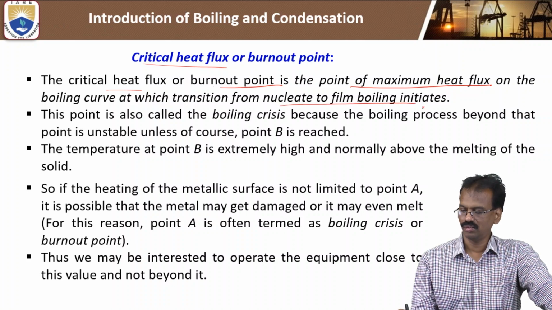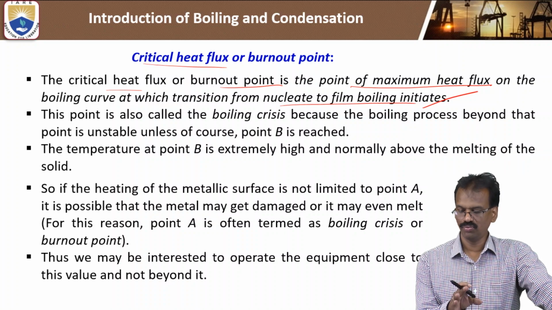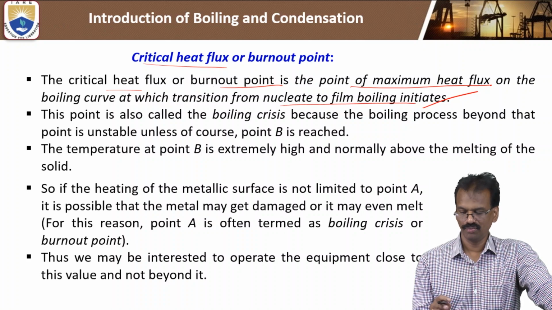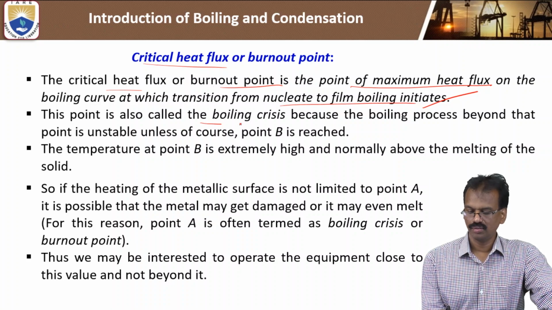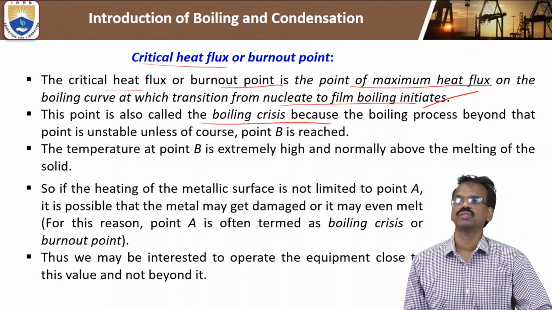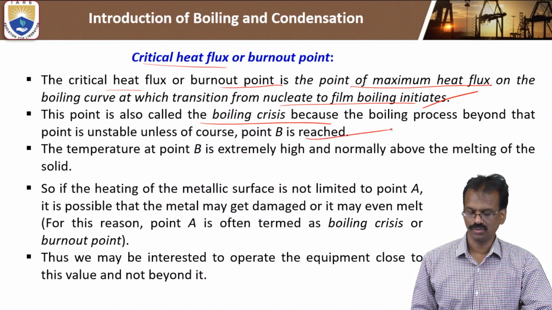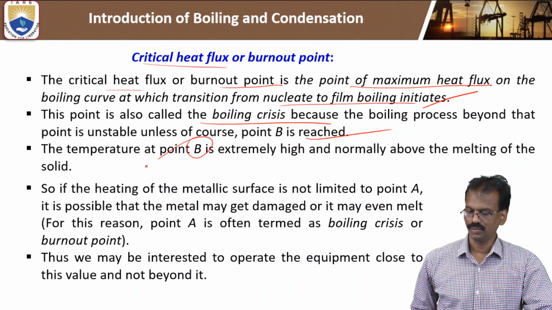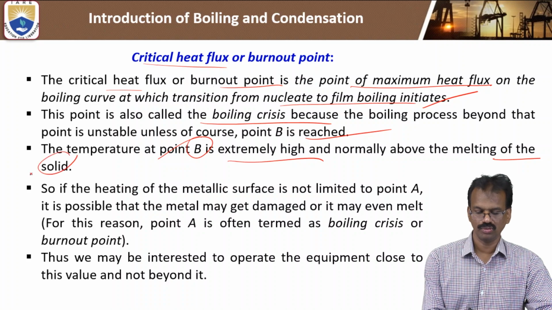This is the intersection position. From this point, bubble formation is converted into film boiling; nucleate boiling will end and film boiling will start. This point is also called the boiling crisis, because the boiling process beyond that point is unstable unless point B of the curve is reached. The temperature at point B is extremely high, normally above the melting point of the solid.